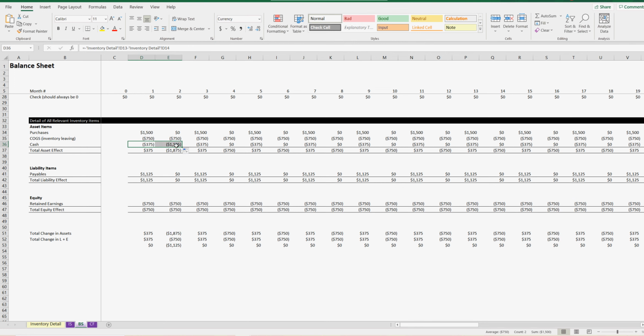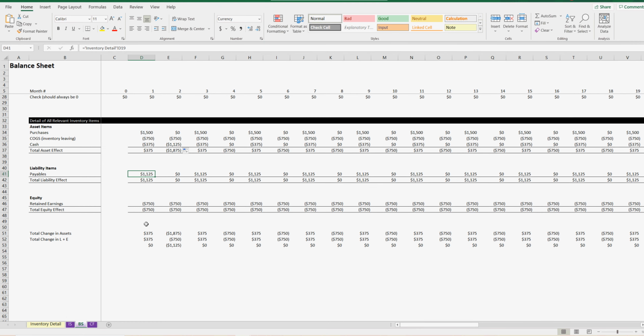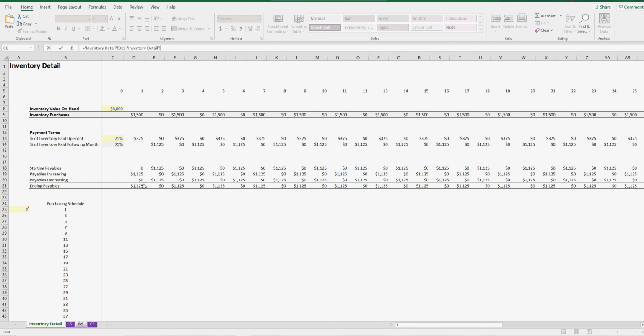So here you've got this going down, but payables is also going down. So payables went up here. Here it went down. I'm trying to see the best way to represent that. I guess we could do payables decreasing. So row 20, whatever negative row 20 is. So D20. So minus this.